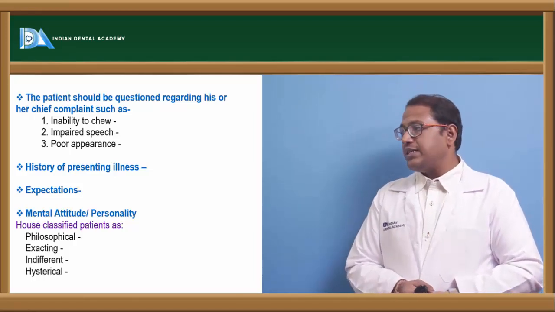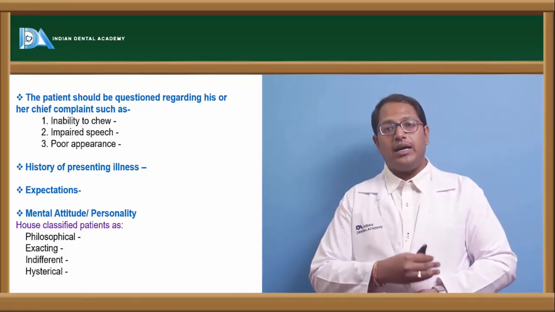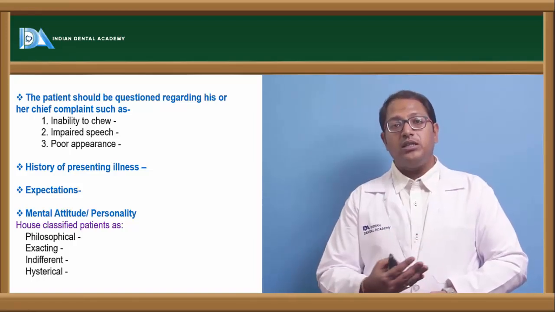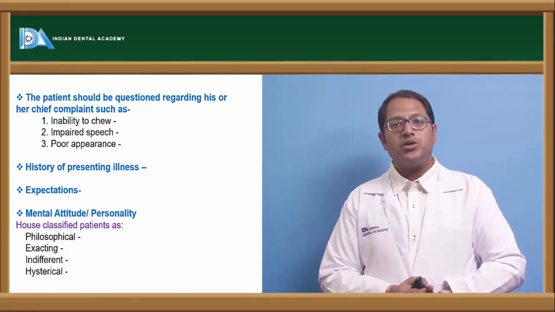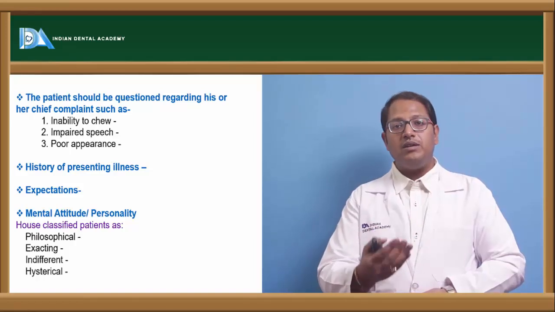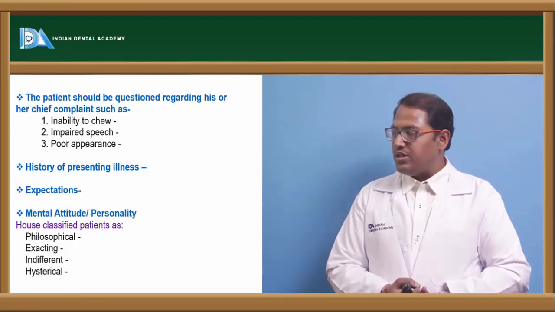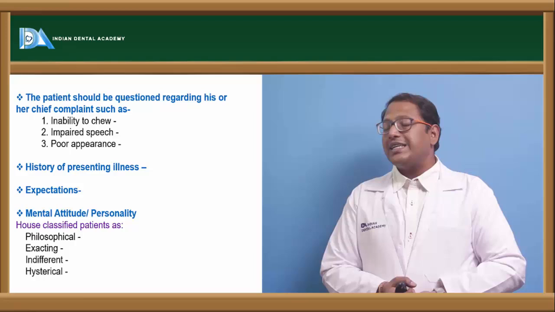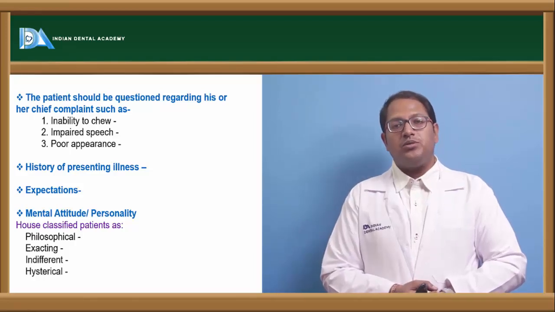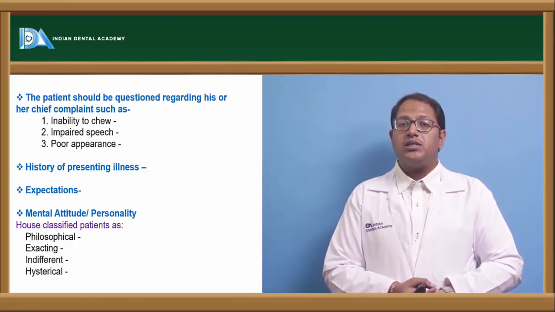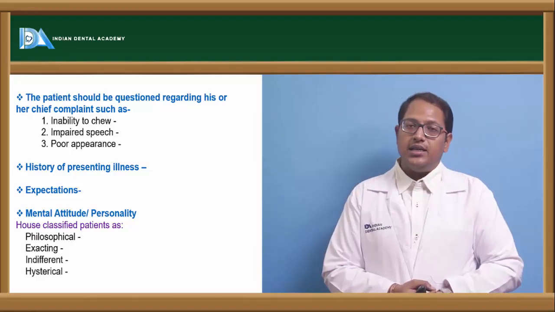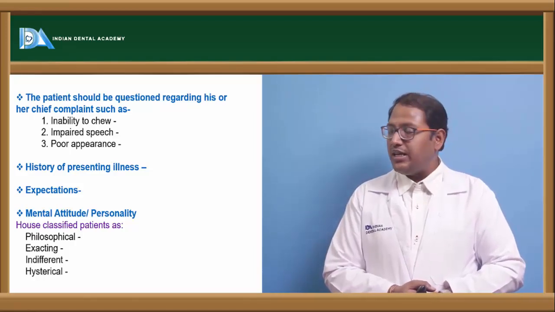Coming to history of present illness, that is what you need to anticipate the further prognosis. What is prognosis? Prognosis is the relevant treatment outcome that you will give after your treatment. So what expectation does the patient have from you? That is another important thing. If the patient is cosmetically or aesthetically concerned, your treatment plan should vary accordingly.